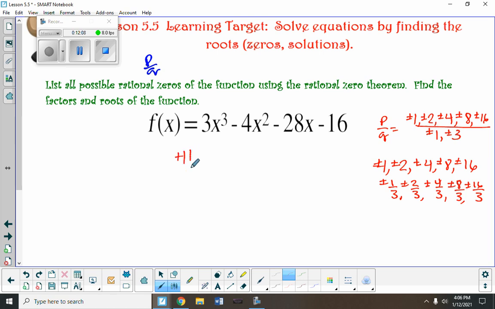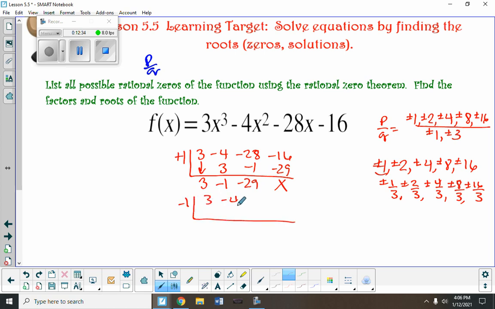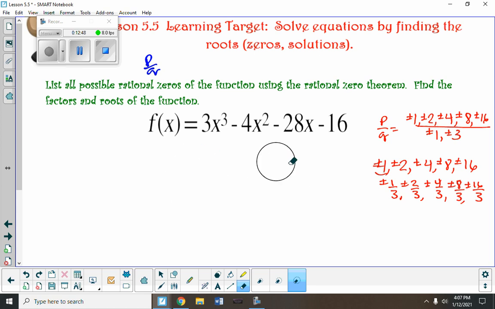So we'll start with +1. That's the first number on the list. -4, -28, and -16. So we have 3, -1, and that's going to be a remainder. So that's going to have a remainder. You'd add that up. So we know it's not a +1. So now we'll try a -1. And again, there's a remainder. I'm just going to put an X there because we know that that's not one of the solutions. So +1 and -1 do not work.